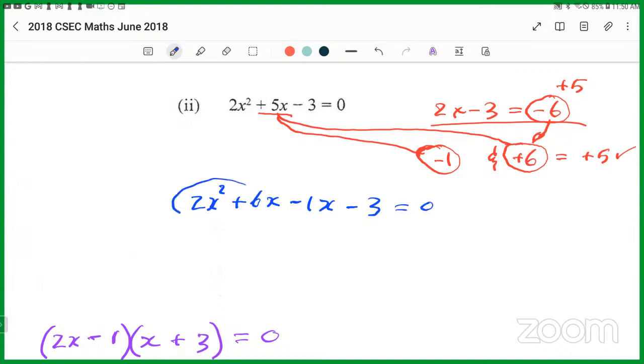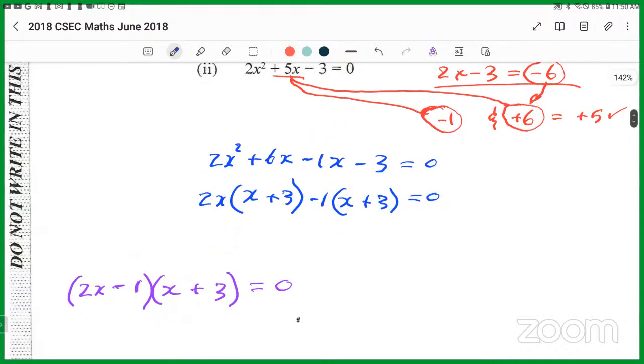Then I'll go for the highest common factor in the first two terms. It's 2x, right? Good. So I'm going to get 2x bracket. Out of this, I'm getting an x, and out of this, I'm getting a plus 3. And you put the same thing in the bracket over here, so x plus 3. If you have a minus 1x and you factor out the x, it means you must have factored out the minus 1 right there. Minus 1 equals 0.